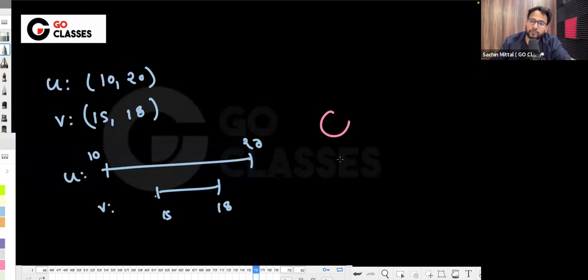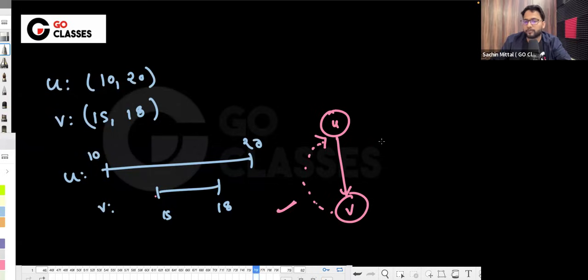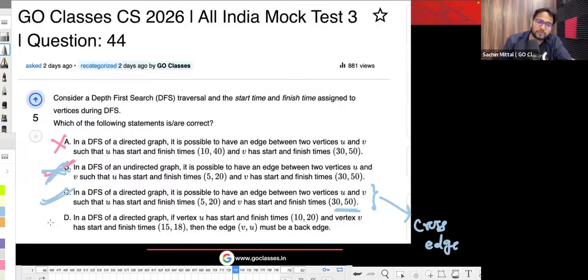See, if you are starting U, and while exploring U you found V, then if there is an edge VU, it must be a back edge. Yes, that's true, right? That has to be a back edge. If after exploring U you are finding V, and then there is an edge between V and U, it must be a back edge, because V has been found after U because of these nesting intervals. So you can say yes, this is possible. So C and D are true here.